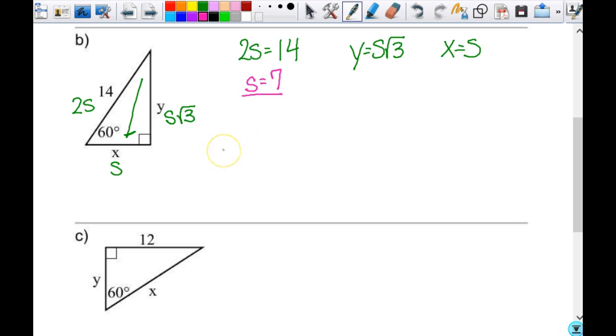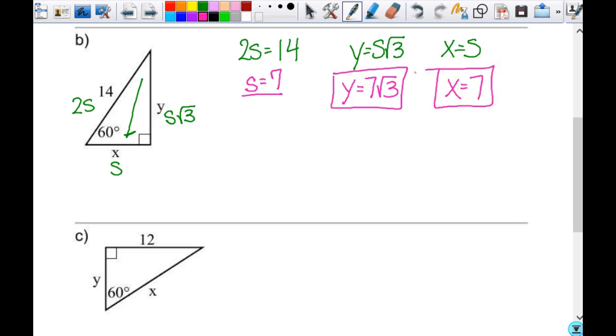Okay, so s equals 7, which means that y equals what? 7 times the square root of 3. And x equals 7. And you're done. And again, I wouldn't have even been able to do Pythagorean theorem if I wanted to, because we didn't have enough information for that. Okay, everybody good with all that? Any questions? All right. Go ahead and get this next one labeled.